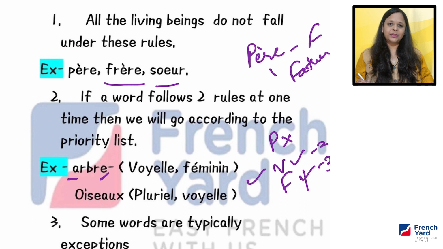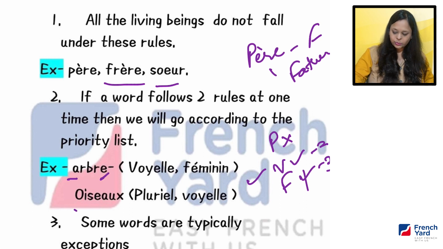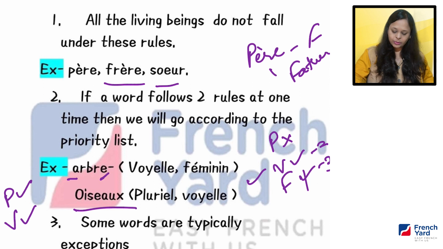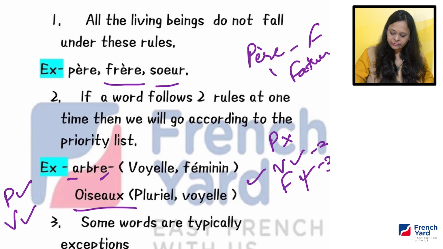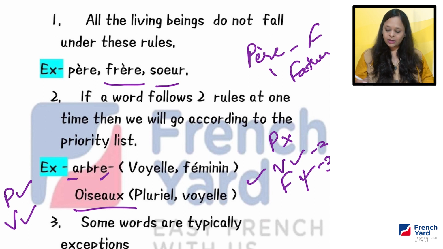Now let's take one more example, the word oeufs. It ends with SXZ, which means it is falling under the plural category. Second, we have to consider the rule of vowel. It starts with A, E, I, O, U, H. So it's starting with O, which means it is falling under the vowel category as well. Now because my priority goes to plural, I'm going to put it in plural, and we are not going to consider vowel. So that means the accuracy is going to increase to 90%, because you will understand that if a word follows two rules at one time, we will give preference to the priority list.